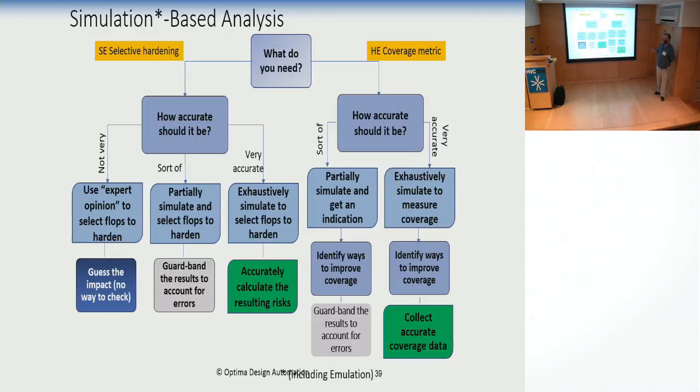Let's talk about selective hardening for a minute, and the key question is how accurate do you want it? You can say, I don't need it very accurate. You can use expert opinion to select flops to harden. In the 2011 version of the standard, this is supposed to be an acceptable way of measuring things: an expert can look at the design and figure it out, and he says, I think it is 12%. Because I have a lot of experience, I'm old and wise, it's 12%, you can use 12%.